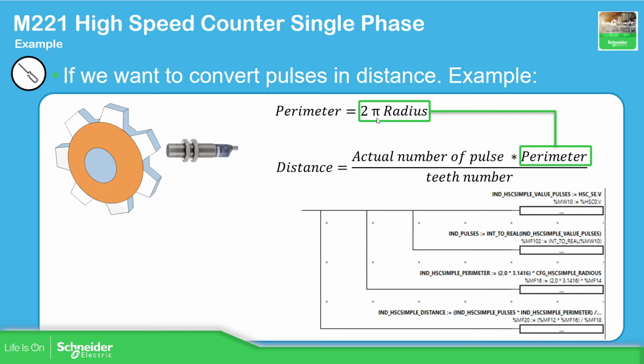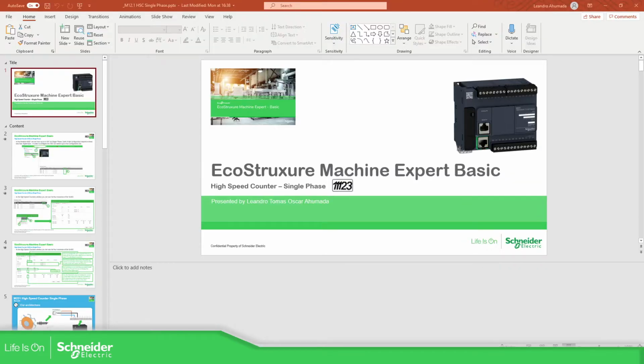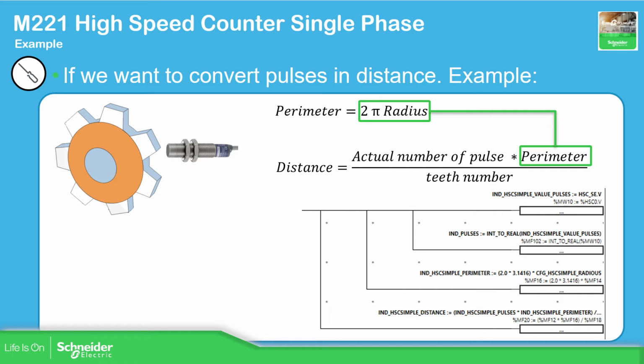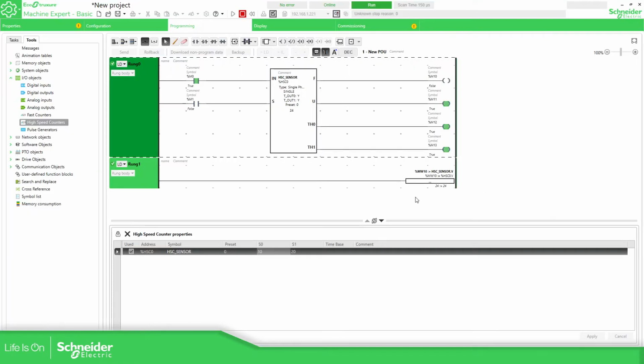Then you should be able to multiply by the number 2, pi and the radius, to calculate the perimeter. Based on this and the amount of pulses, we can calculate the amount of distance that the object has moved, based on the actual number of pulses. So just go back over here, just move this to the side. So now let's go to the software.